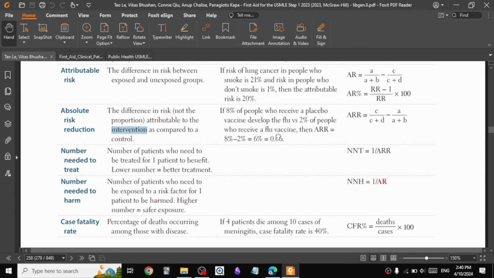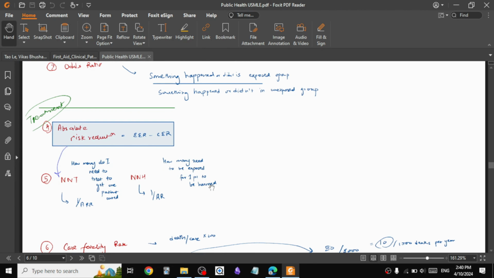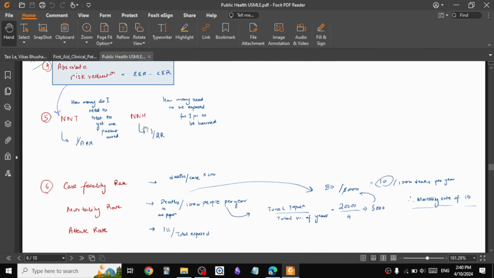And the next thing that we're going to look at is this number needed to treat. Best way to understand this is through these statements. Okay, how many do I need to treat to get one patient cured? So if I'm trying to answer this question, what I do is I take my absolute risk reduction, and when I do 1 divided by ARR, I get my number needed to treat.